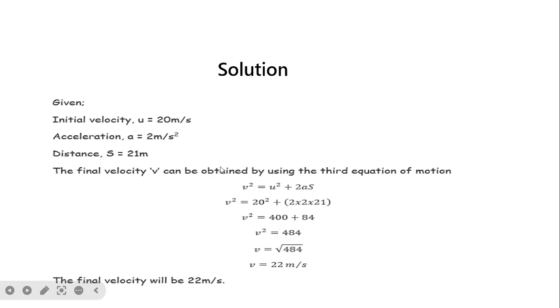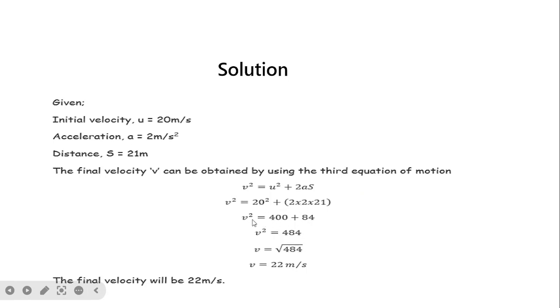Now the final velocity can be obtained by simply using the third equation of motion, where v squared is equal to u squared plus 2as. You can use any of these three equations by knowing what you are given in the problem. In this example, we have the initial velocity, acceleration, and the distance. So we use the third equation of motion. V squared will be equal to 20 squared plus 2 times 2 times 21.